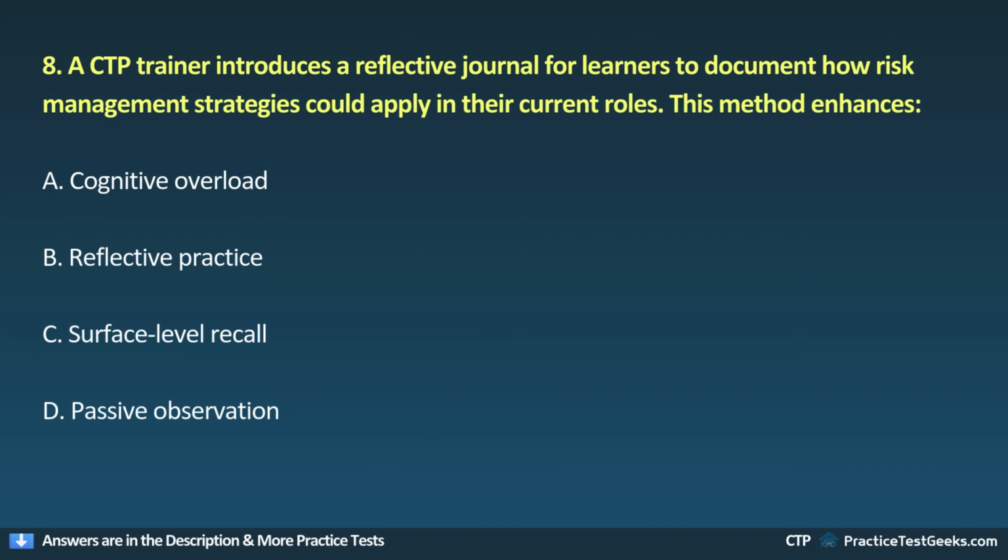8. A CTP trainer introduces a reflective journal for learners to document how risk management strategies could apply in their current roles. This method enhances A. Cognitive overload. B. Reflective practice. C. Surface-level recall. D. Passive observation.